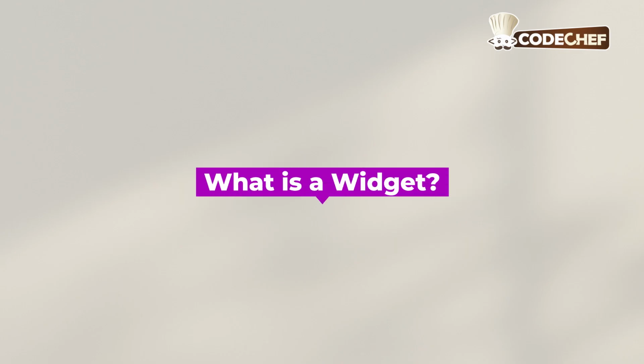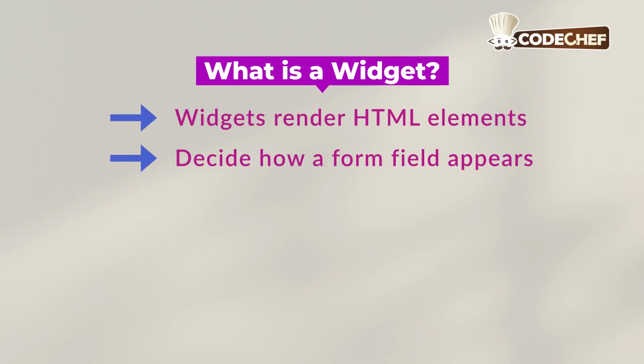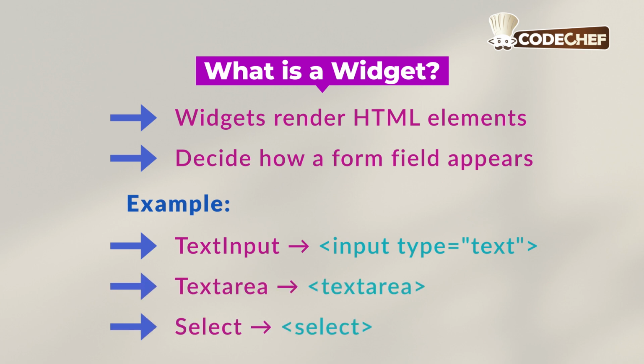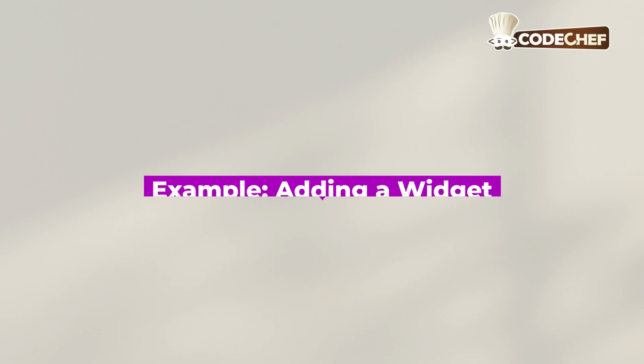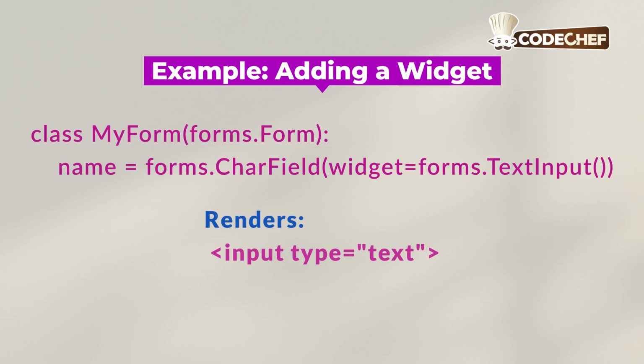So what is a widget? A widget is responsible for generating the HTML needed to display a form field. Django field types do not directly control the appearance. Widgets do. So for example, a character field can appear as a text box, a text area, a hidden field, a password field, and so on, depending on the widget that you assign. Here is a simple example. We are telling Django, render this character field using the text input widget. Behind the scenes, Django produces a standard HTML text input element.